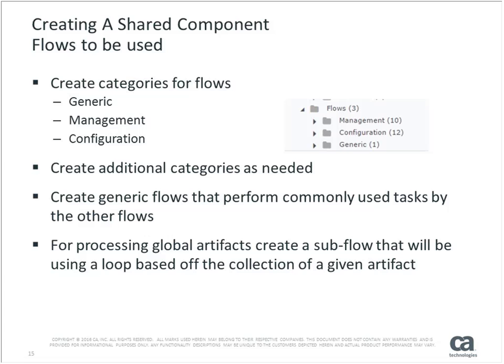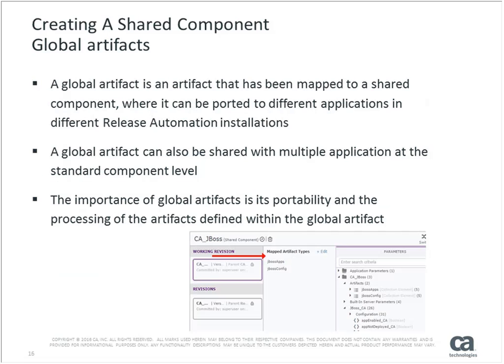And given that this is a JBoss type of component, in this particular area I created a subfolder under the flows called Management, Configuration, and Generic, depending on what you're trying to accomplish, of course. And by setting it up this way, I can process the global artifacts by creating different subflows and making it behave through that and control the artifact in that way.